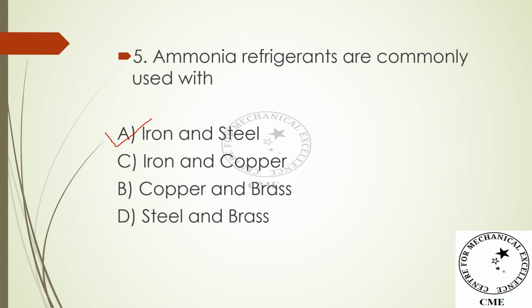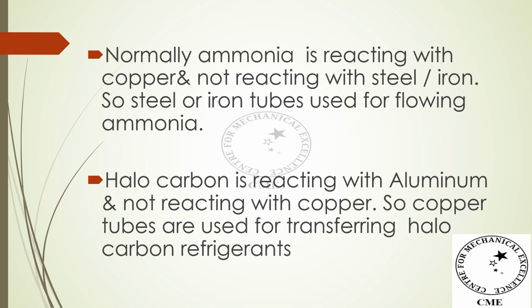Most of the time, in the case of a refrigerant, we use copper tubes for the flowing of refrigerant. But in the case of ammonia, there is a difference. Ammonia reacts with copper, but does not react with steel or iron. So, steel or iron tubes are used for flowing of ammonia.